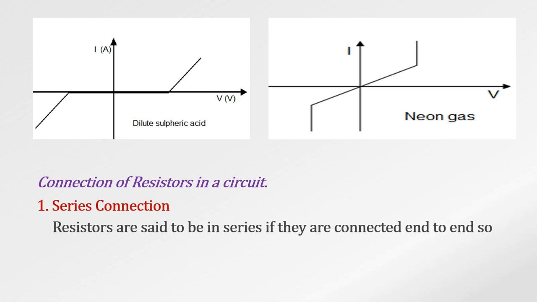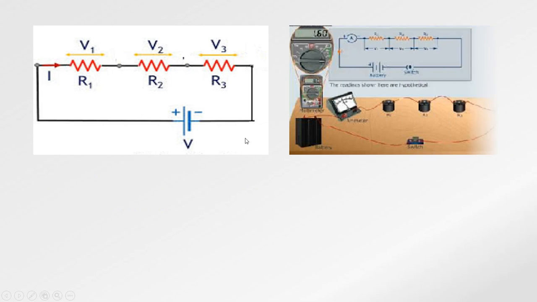What is a series connection? Resistors are said to be in series if they are connected end to end, so that the same amount of current passes through them. Let us look at this picture. This resistor, this and this, are connected from this end to another end. So that's what we mean by end to end.